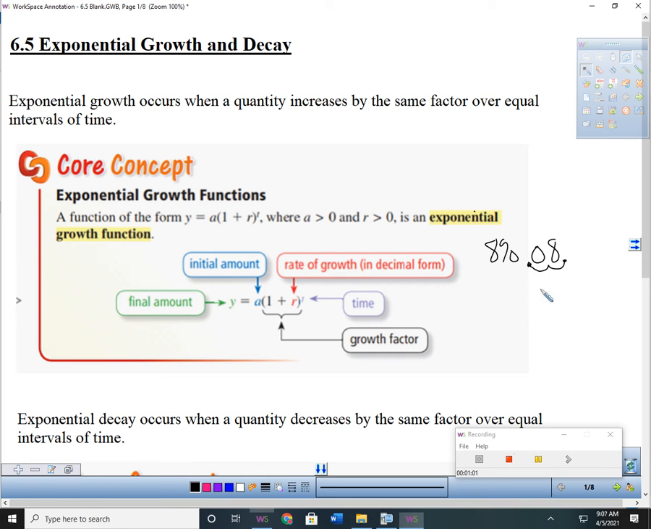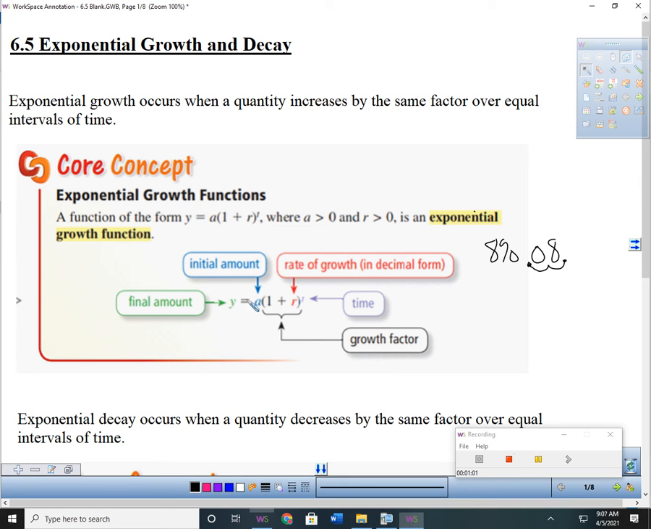So if I said 8%, you would take that and move your decimal point 2 places. That would be 0.08 as a decimal. So always plug in the decimal form when you plug in for your rate. T represents the time, maybe 1 year, 2 years, 3 years, whatever. The initial amount, that's the amount you start with, and then your final amount.